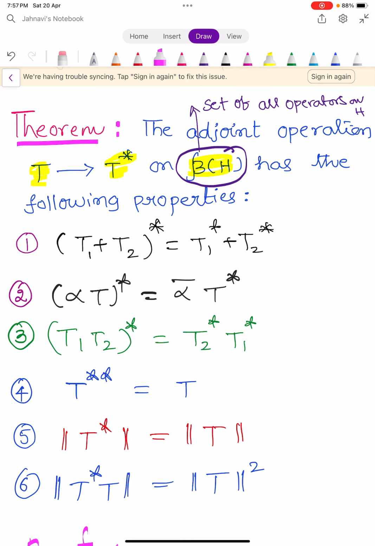So the adjoint operation T to T star on B of H has the following properties. Let us see one by one. (T1 plus T2) whole star is equal to T1 star plus T2 star. (Alpha T) whole star is equal to alpha bar into T star. (T1 T2) whole star is equal to T2 star into T1 star. T double star is equal to T. Norm T star is equal to norm T. Norm T star T is equal to norm T square. These are the 6 properties of this operation T to T star.